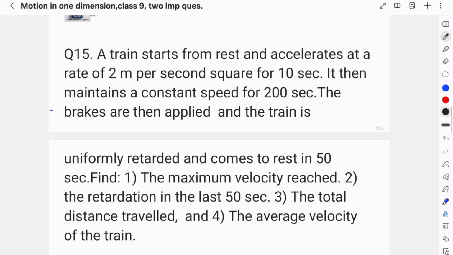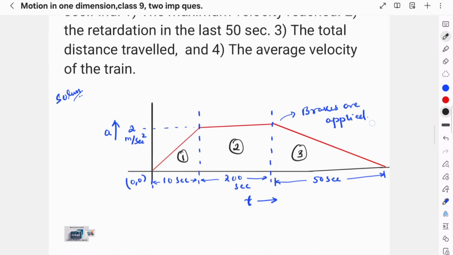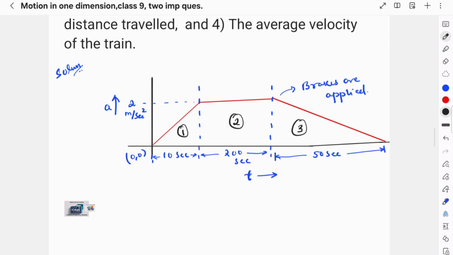Let's understand this by the acceleration time graph. So now the train starts from rest and it moves for 10 seconds with an acceleration of 2 meters per second square. Then it maintains a uniform velocity for 200 seconds. Then the brakes are applied and it comes to rest in the last 50 seconds. Okay, so let's start the solution.